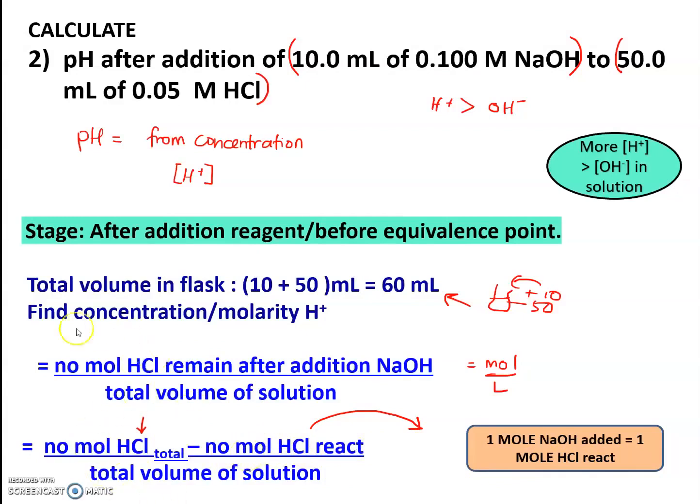To find the number of moles of HCl remaining over the total volume of solution, the number of moles of HCl total must be the larger amount, and the number of moles of HCl reacted, or sodium hydroxide added, must be the small amount. So larger amount minus small amount, you will get the remaining mole. Okay, so we go for the solution.